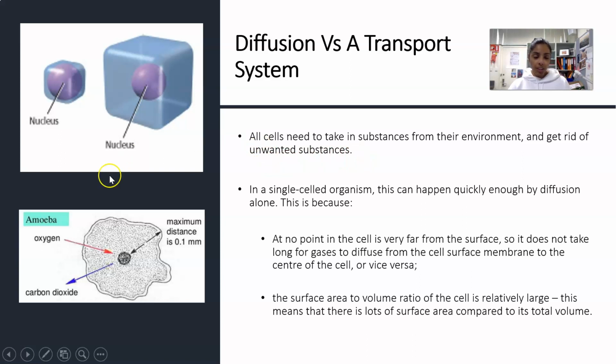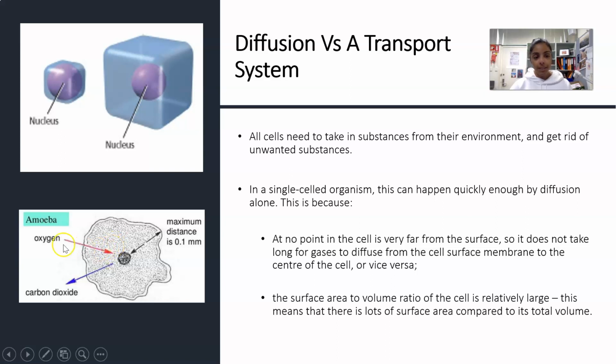Single-celled organisms such as this amoeba here, that's the smallest living animal on Earth, it's unicellular, so it's only made up of one cell. It doesn't have an issue with diffusion. And the reason for that is because it's so tiny that in any direction, there isn't too large a distance. So if we look at the surface area, so that's the outside line of that semi-permeable membrane, that would actually be quite large compared to the volume inside the cell.